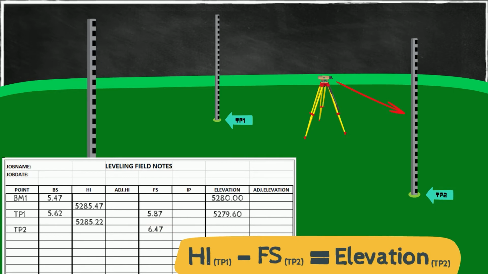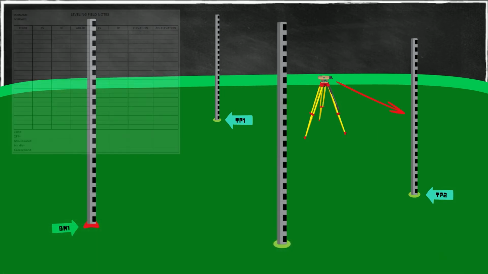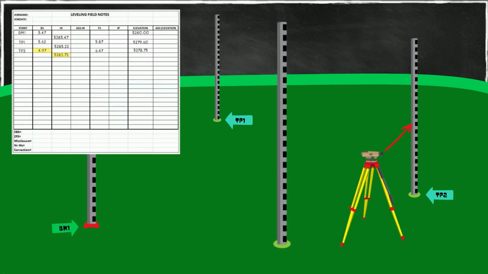All we have to do is take this height of instrument minus that foresight reading, which gives us the elevation of this point. So this height of instrument minus that foresight gives us the elevation of TP2. Now we move the instrument to here and take a backsight reading. Now we turn the instrument around and take a foresight reading. We now have the elevation of point TP3.